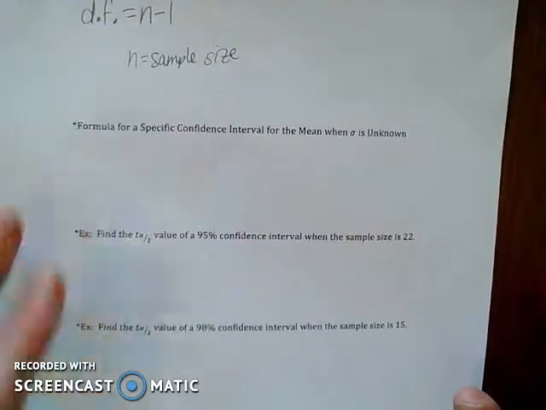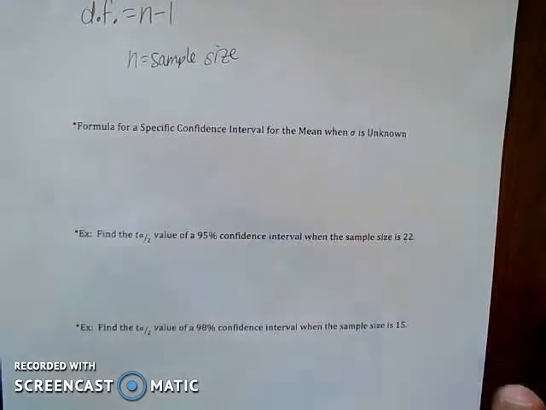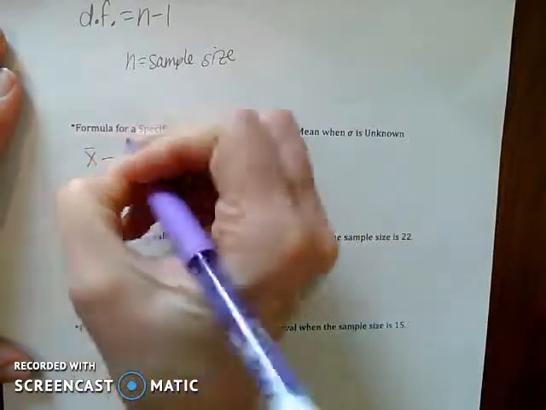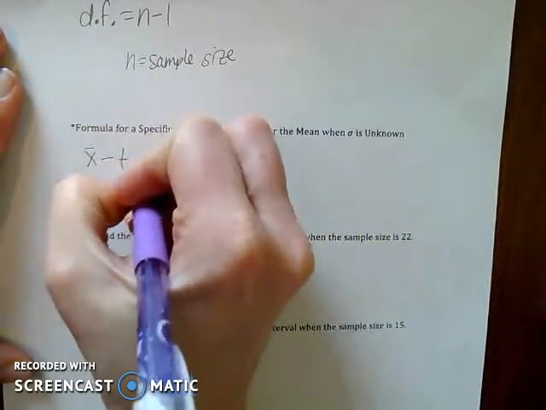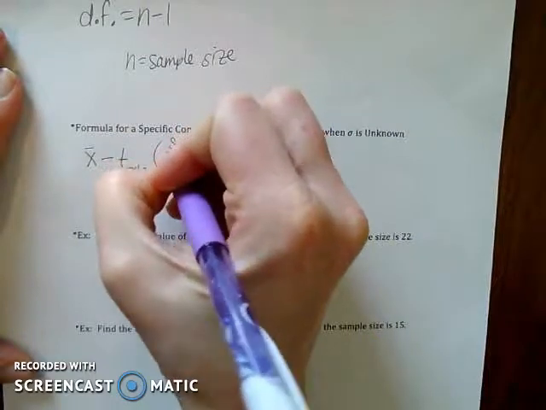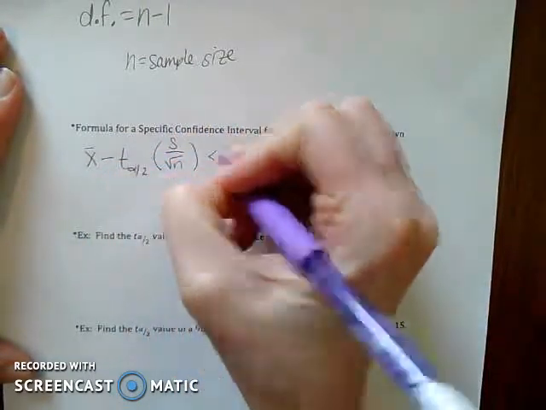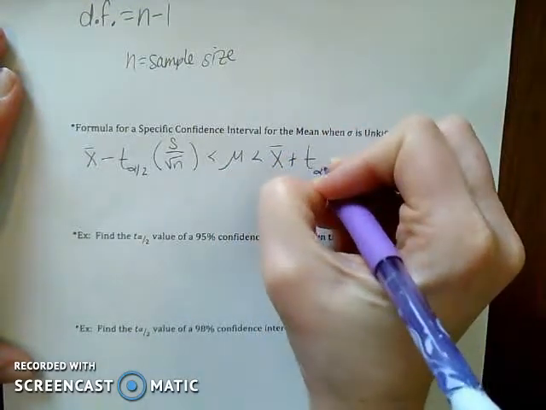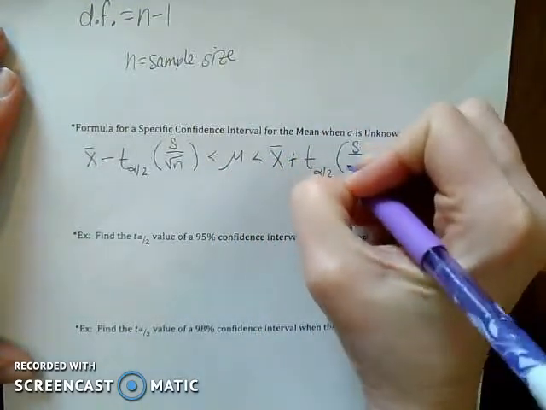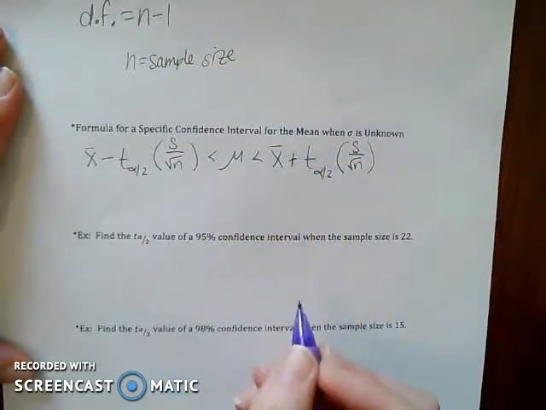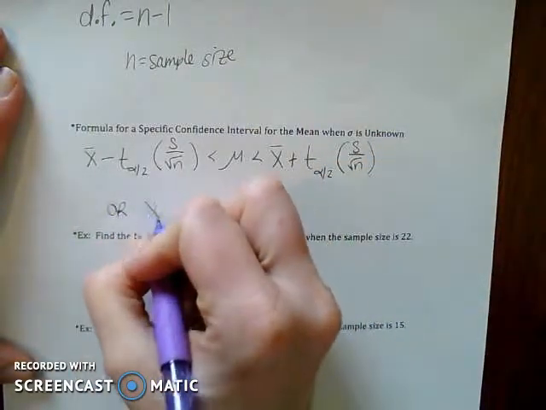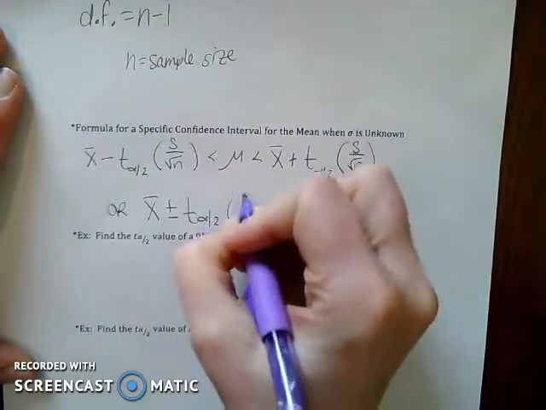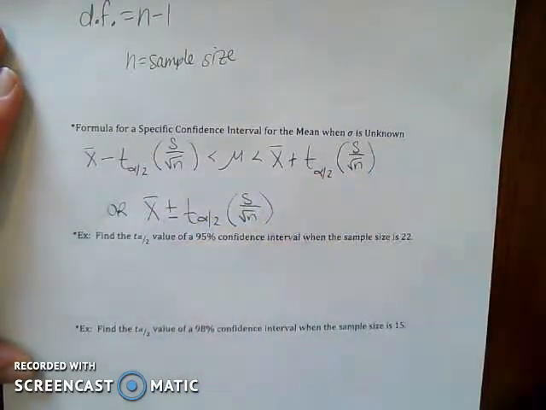So here's the formula for the confidence interval, and you're going to see how similar this looks to 7.1. X bar minus t of alpha over 2 times S over the square root of n, less than mu, less than x bar plus t of alpha over 2 times S over the square root of n. Okay, or again, if you don't want to write the whole thing out, x bar plus or minus t of alpha over 2, S over the square root of n.